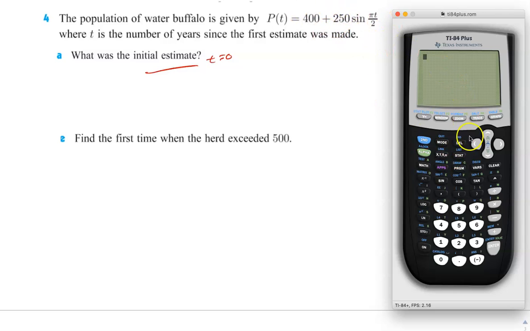Now if I do this, we want to make sure you're in radians, because by default we use radians unless they specifically say. So I'm going to go to mode. It is in radians. And I'm just going to type in 400 plus 250 sine of pi over t. We don't have a t button, so we always use x divided by 2. And actually in this case, I'm plugging in 0 for x, so that has to be a 0. So let's go back in there, hit a 0, hit enter, and I get 400.